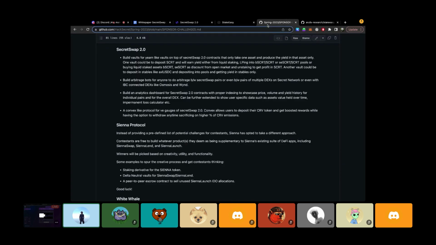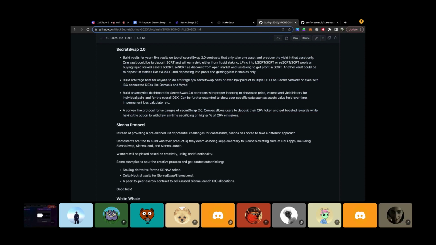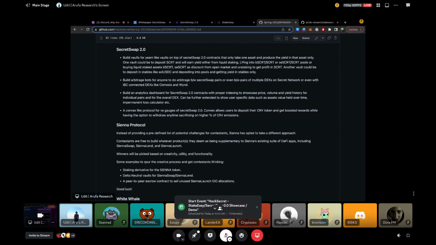Moving on to what are the RFPs that we have mentioned. First is that there can be a yearn-like vault. So yearn, if anyone is familiar with Ethereum or the EVM DeFi ecosystem, what yearn does is that it kind of automates your strategy to get some yield from within DeFi.